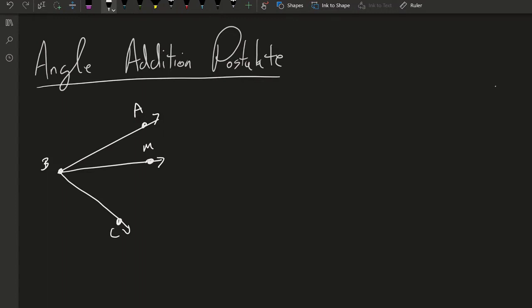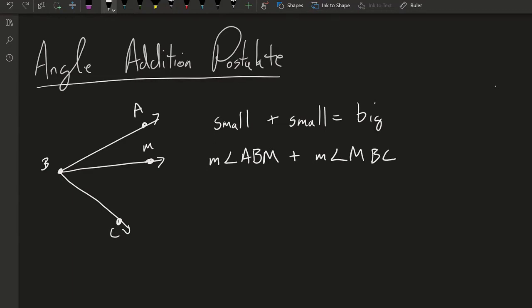So, again, if I take the small one plus the other small one, it will add up to the big one. Using proper geometry notation, I would say the measurement of angle ABM plus the measurement of angle MBC is equal to the measurement of angle ABC. And again, it's saying the small one plus the other small one is equal to the big one.